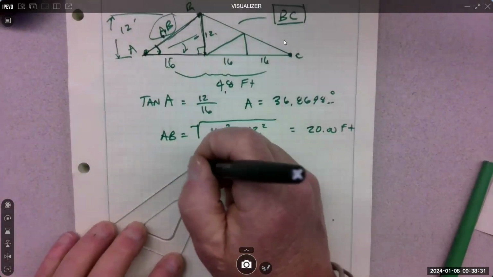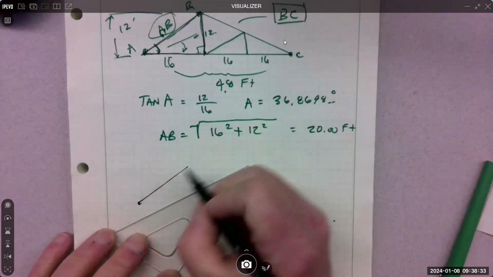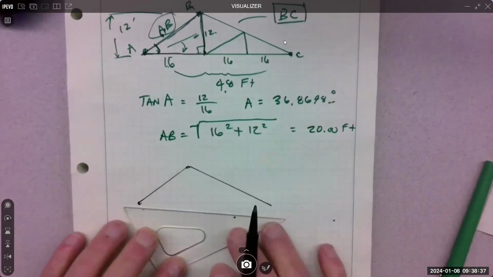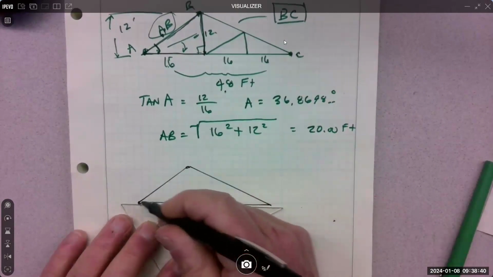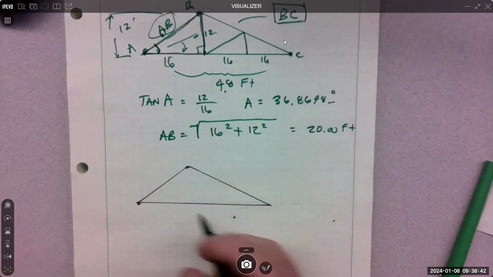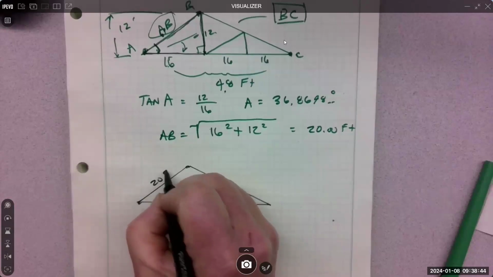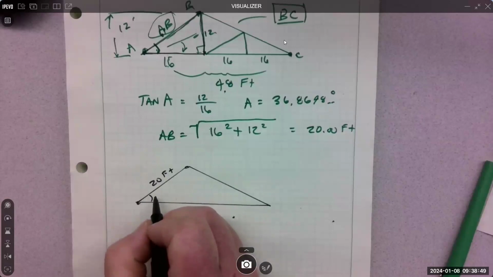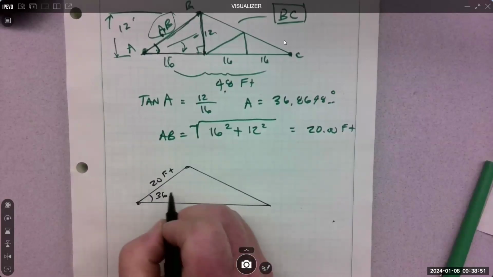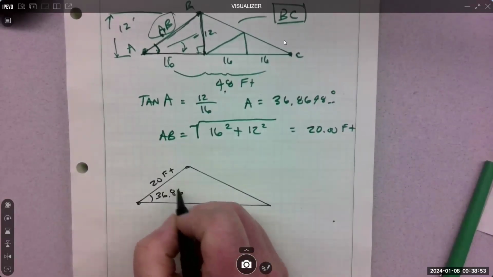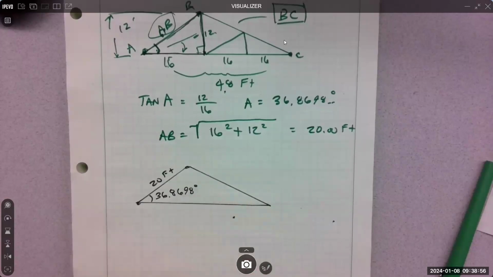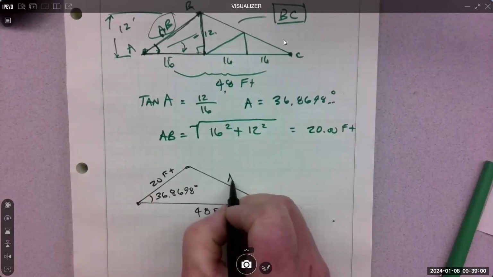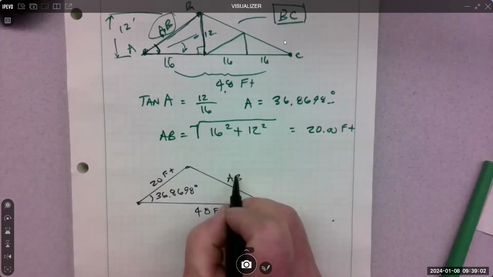Now we have this triangle. So we use the right triangles to develop the 20 feet, the 36.86 degrees. We have 48 feet. And then we have AB, BC.